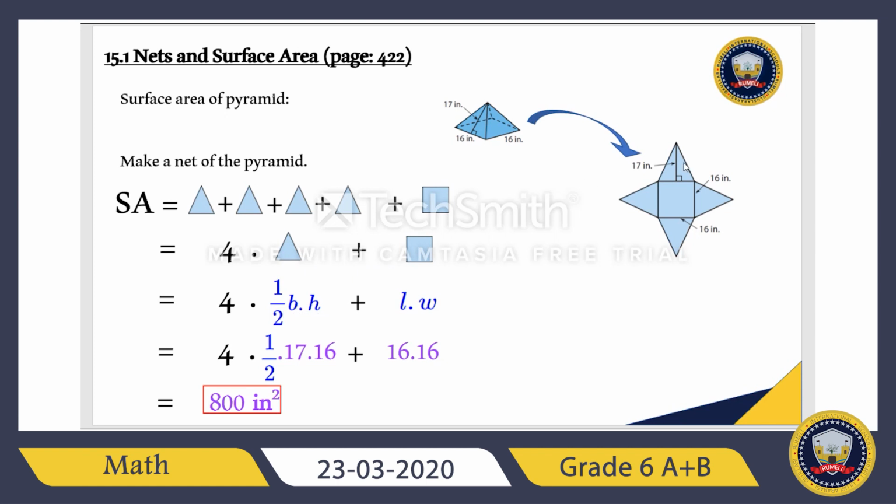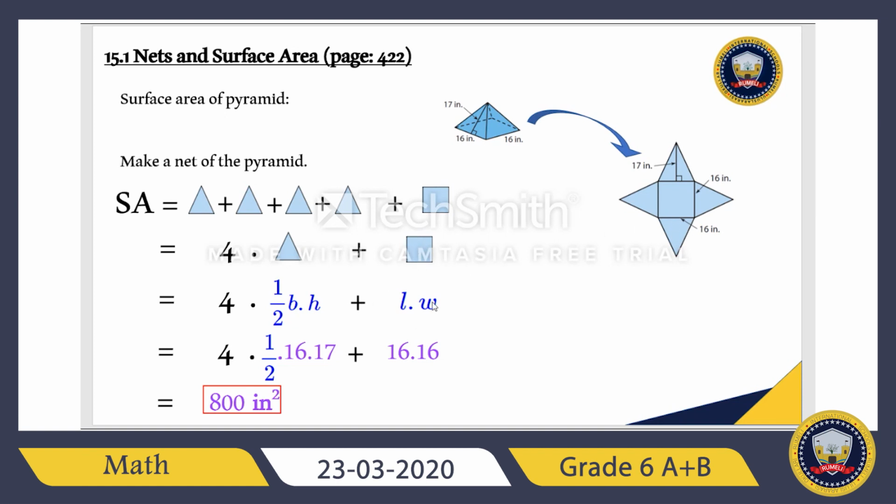Let's come back here. What is my base for this triangle? It is 16, this is 16, this is 16. So my base is 16. My height for the triangle is 17. So the area of one triangle is 1 over 2, 16 times 17. Okay, this is for one triangle. I multiply it by 4 because I have 4 sides, plus the area of my base, that is a square.